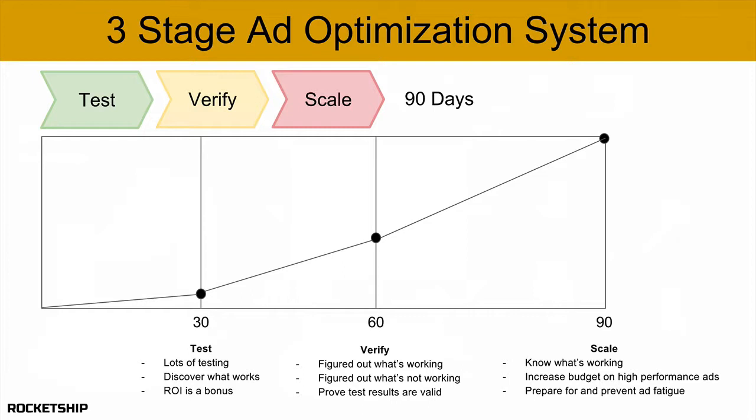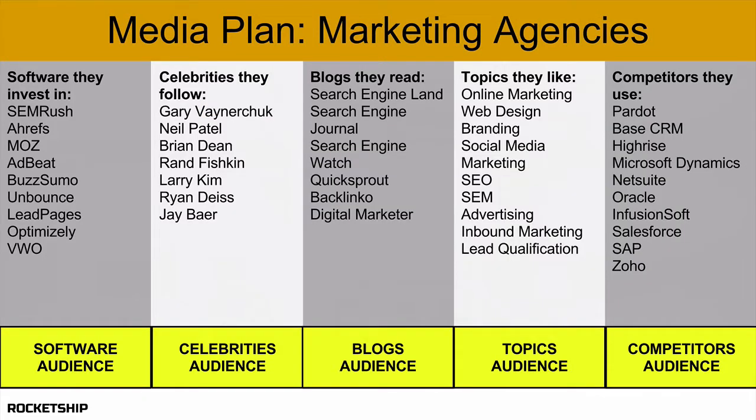Once we've identified the channel, to come up with a winning campaign, we first test hundreds of ad targets. We then cut the losers and keep the winners to verify our test results were valid. Then we start to scale the campaign by increasing the budget on high performance ads. This whole process can take anywhere from 30 to 90 days, but ensures we only spend your marketing budget on the most profitable ad segments.